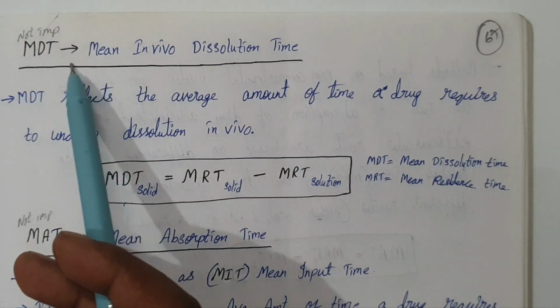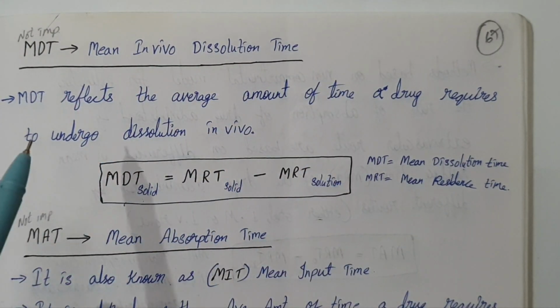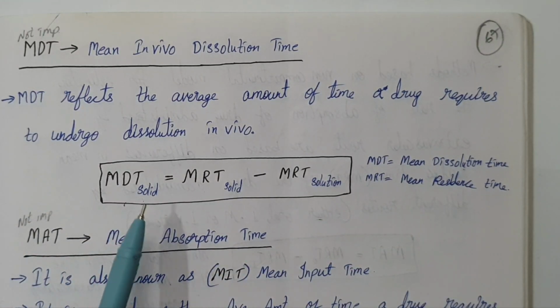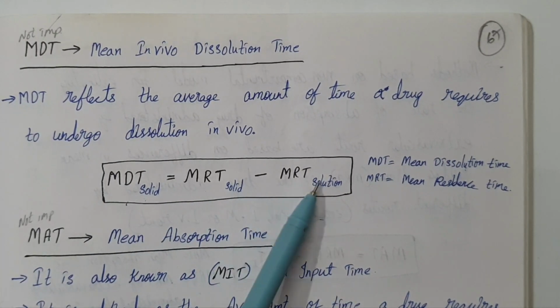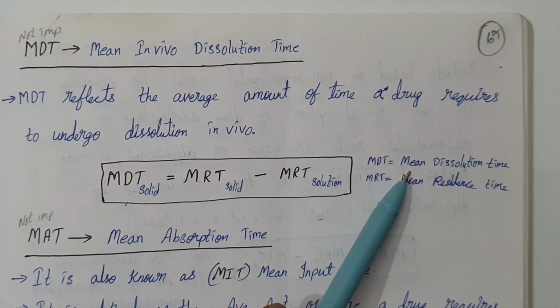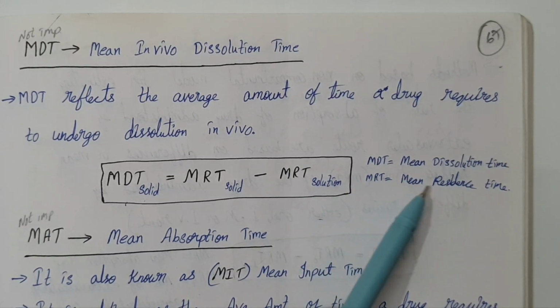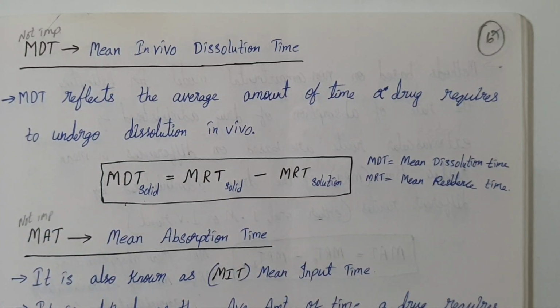Next is MDT, mean dissolution time. This reflects how long it takes for the drug to dissolve in the body. It is calculated as MDT equals MRT solid minus MRT solution. So MDT is mean dissolution time, MRT is mean residence time. This helps in comparing how a tablet behaves versus a liquid formulation.